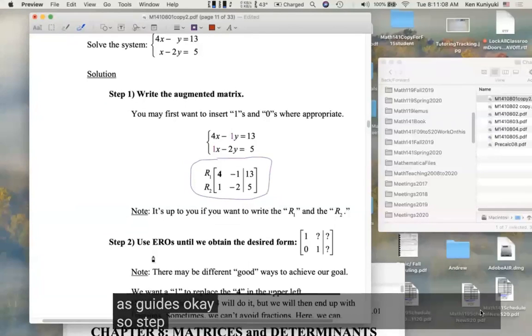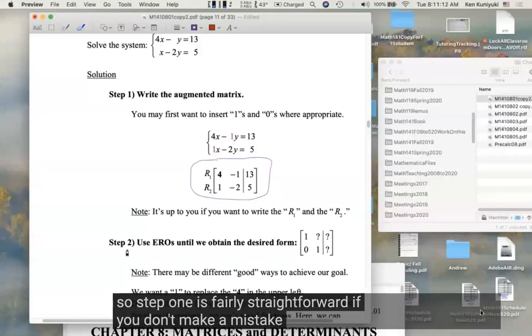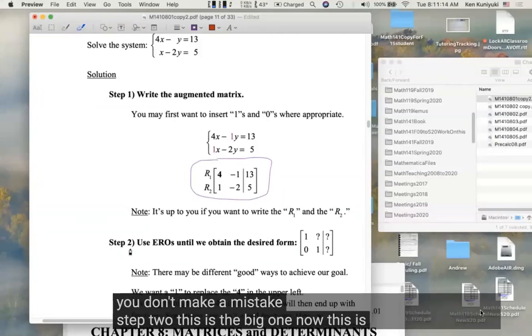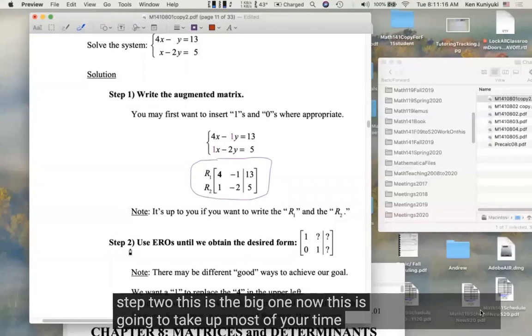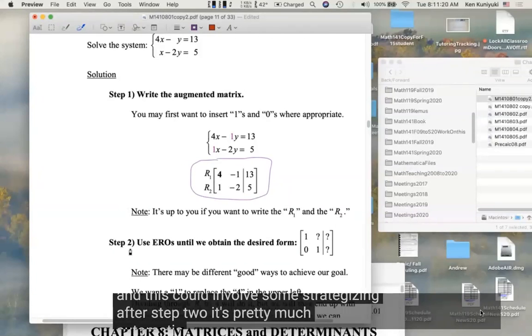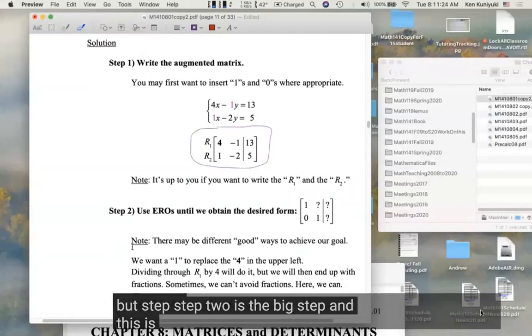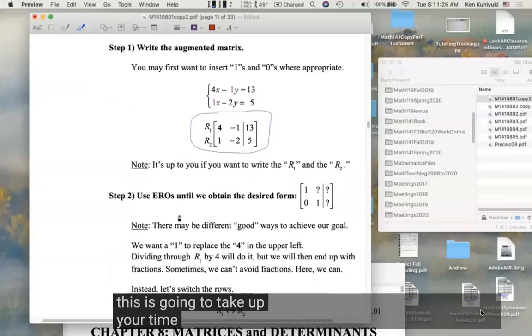Okay, so step 1 is fairly straightforward if you don't make a mistake. Step 2, this is the big one. Now, this is going to take up most of your time, and this could involve some strategizing. After step 2, it's pretty much automatic. But step 2 is the big step. And this is going to take up your time.